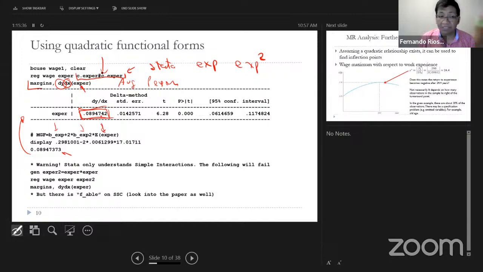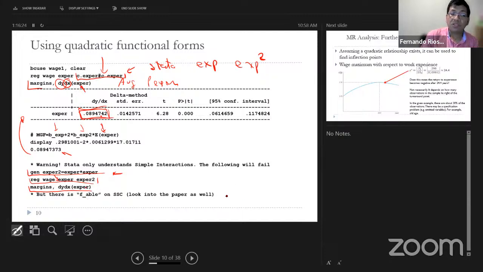If you have experience with R, for example, R allows you to include other kinds of transformations in the same line. Stata doesn't. Stata only understands simple interactions, at least natively. Why? Well, the other way that you could have estimated the same model would have been to create experience square first and then include it in your model. But if you do that and you try to obtain the margin with respect to experience, it would only give you the coefficient of experience, because Stata doesn't understand that experience and experience square are interrelated to each other.